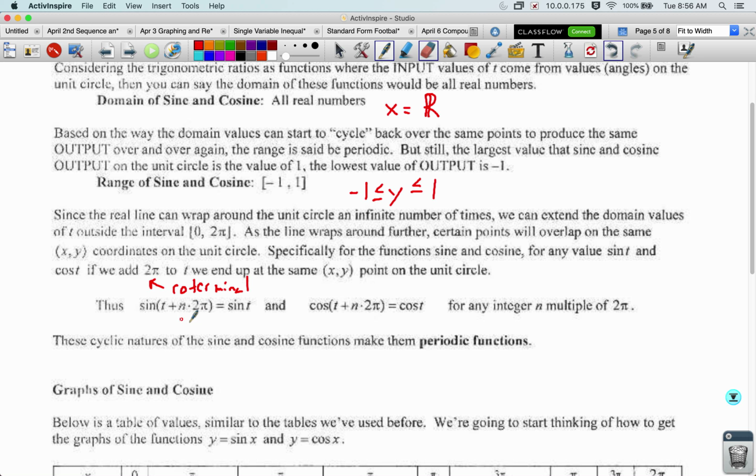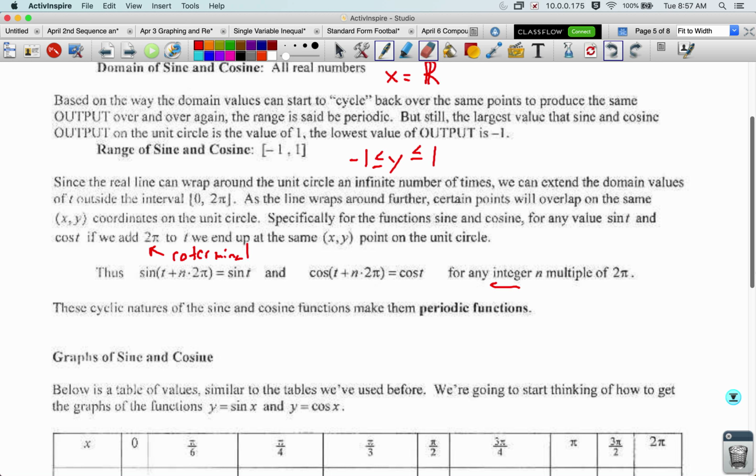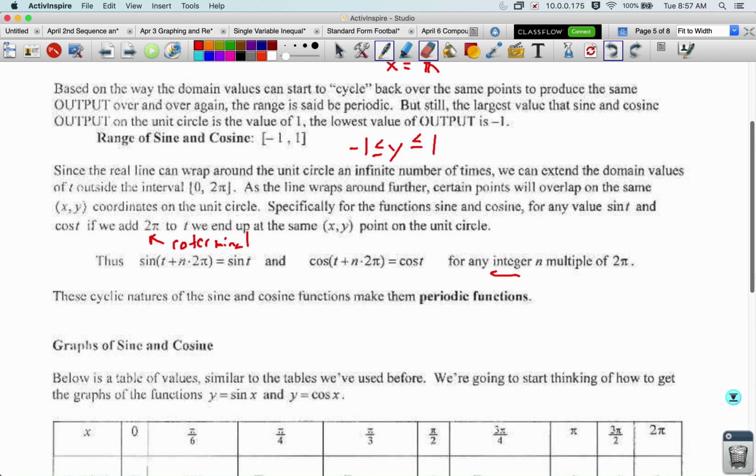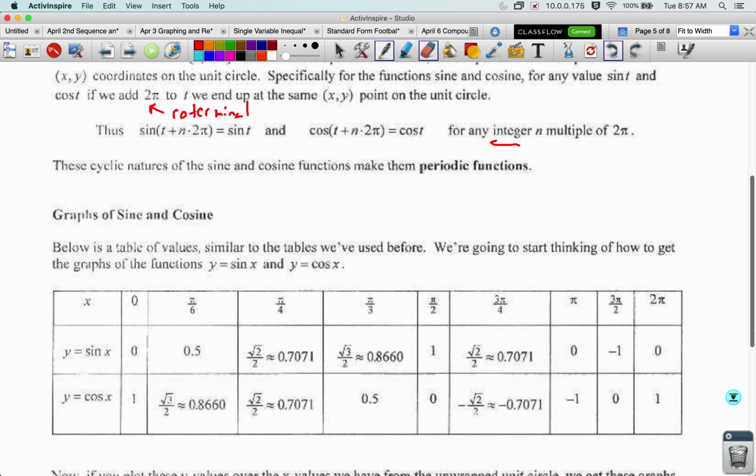So this is a good description of coterminals. If we add multiples of 2 pi, that's what the n there is doing. It's like adding any number of 2 pi to t, we get back to the same function. And then you do have to say what n is. n is an integer. All right. These cyclic natures of sine and cosine functions make them periodic functions.